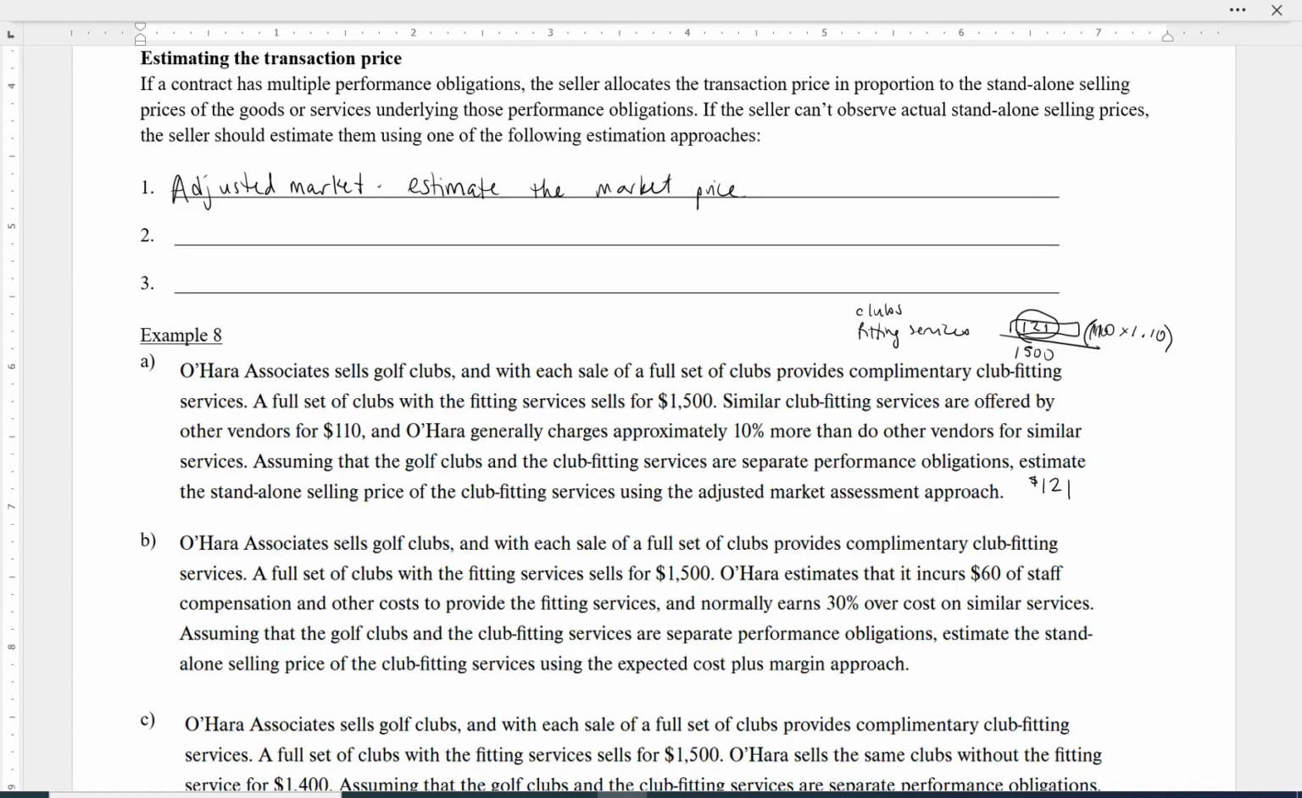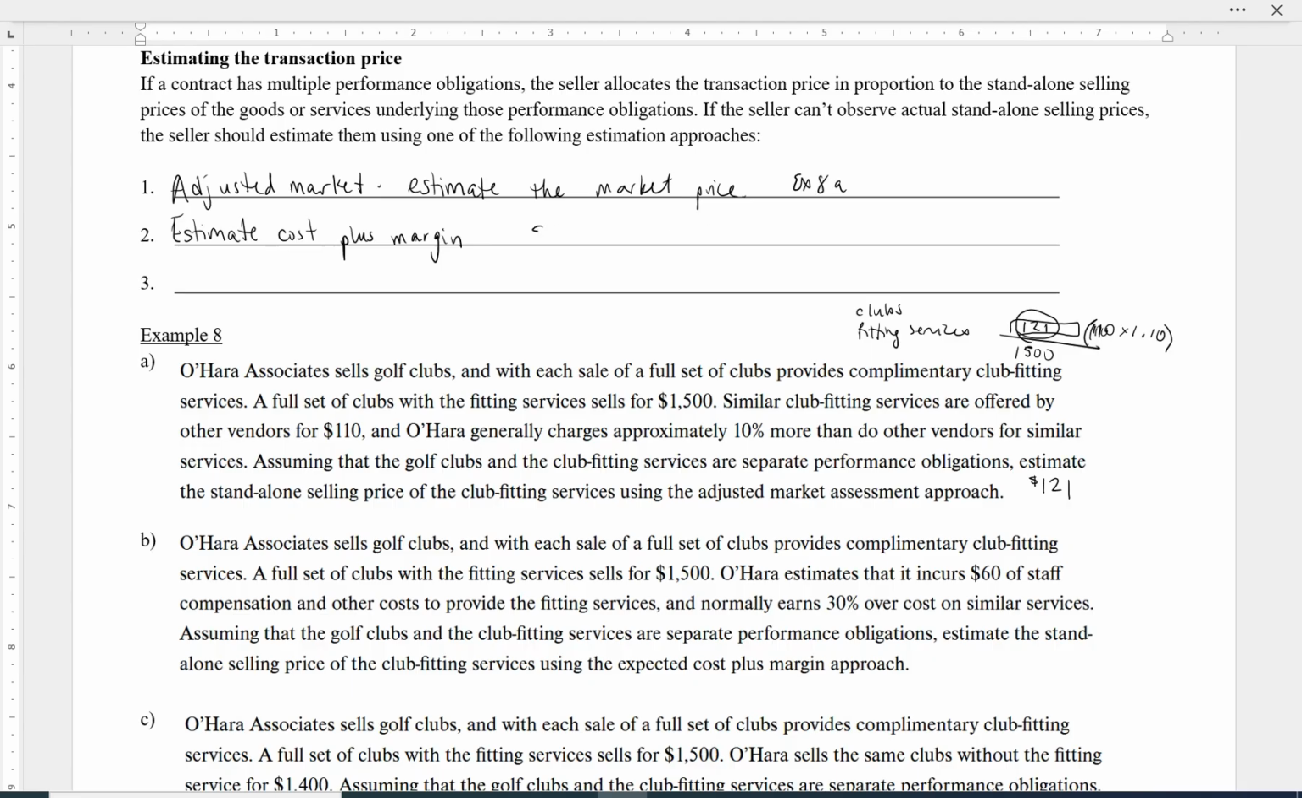The second approach, GAAP says, if there is no readily available market price for this good or service being sold, then the next best thing to do is to do estimated cost plus margin. Determine what it costs you to produce that good or service, and then add a markup to it.